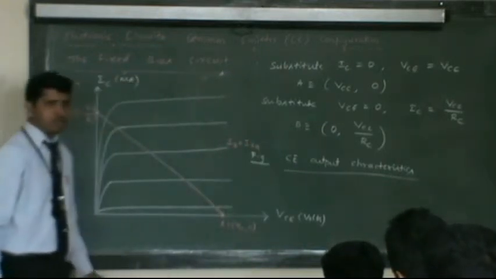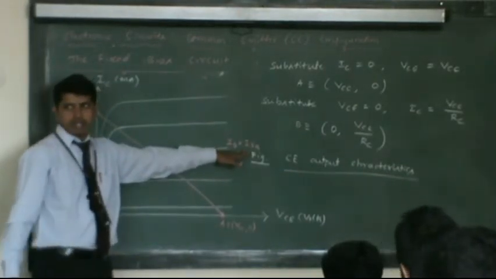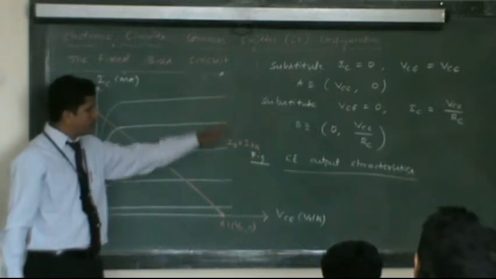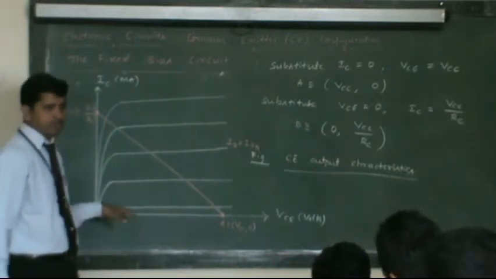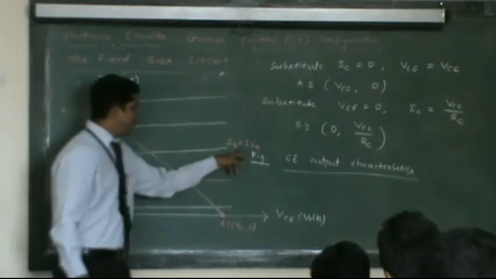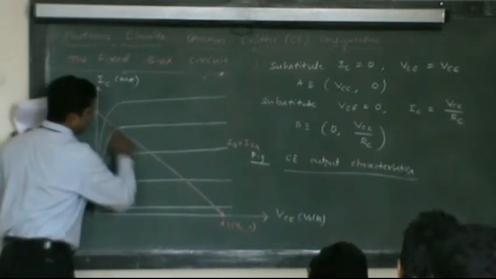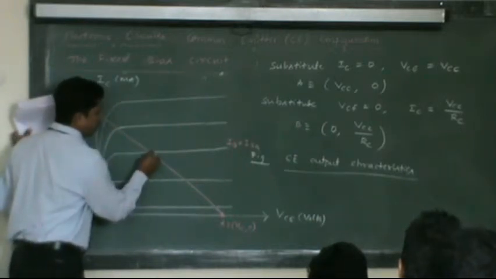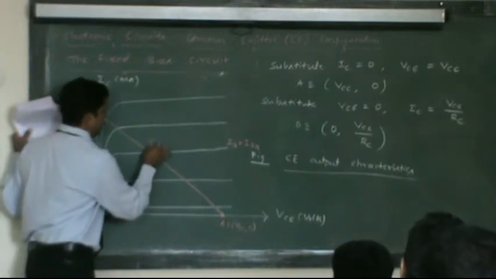Base current. I am assuming that I am going to have only this particular base current. Other than that, all the curves can be ignored. You need not consider them. So fix an operating point as here. If I fix this IB, obviously the intersection of this particular curve and the AC load line is here. This particular point is called the Q point.